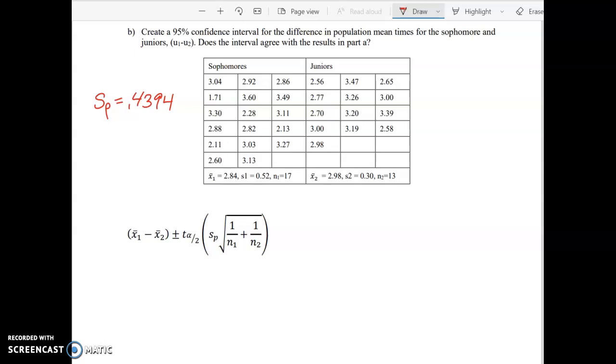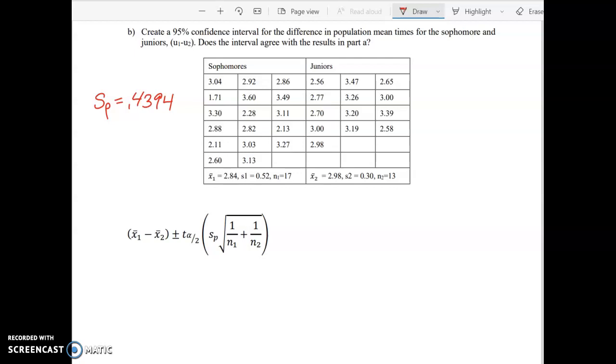This is chapter 10, problem number 2, the confidence interval part of it. We already did part 1, the hypothesis test, and in part 1, we found there was not enough evidence to say that the mean GPA of sophomores differed from the mean GPA of juniors. So now let's see what it looks like when we do a confidence interval for a similar situation.